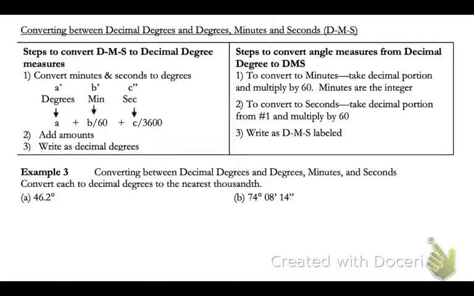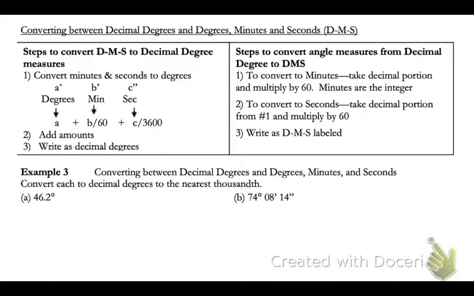On the right, we have the steps to convert angle measures from decimal degrees to degrees, minutes, seconds. To do this, we're going to convert our minutes. So we'll take the decimal portion and multiply by 60. Then we're going to convert our seconds, take the decimal portion and multiply by 60. And then write our final answer as degrees, minutes, seconds. Make sure we label it with the correct notation.